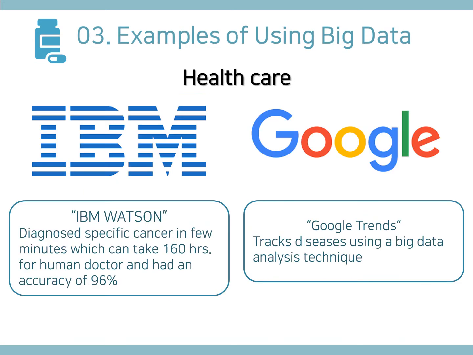IBM and Google are the 2 well-known companies using big data in the healthcare industry. IBM developed IBM Watson. It diagnosed a specific cancer in a few minutes with an accuracy of 96%, but this can take 160 hours for human doctors. And Google Trends has the capability of tracking large amounts of medical information using a big data analysis technique. People were shocked when it provided medical information ahead of US health authorities.